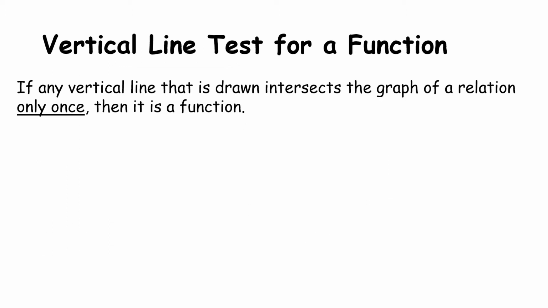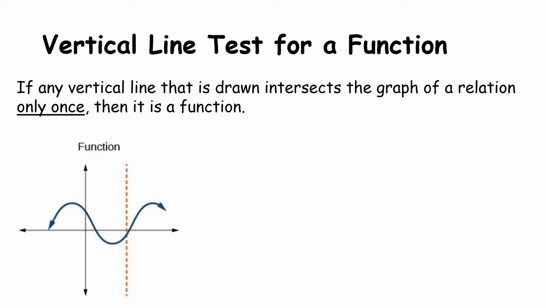So now let's talk about if the function or relation is not given to us in a mapping diagram. What if we're given instead the picture or the graph? So we have what's called a vertical line test for a function, and it is if any vertical line that is drawn intersects the graph of a relation only once, then it is a function. If this is not true, so if it intersects it more than once, then we have a problem and it is not a function. So let's take this example here.